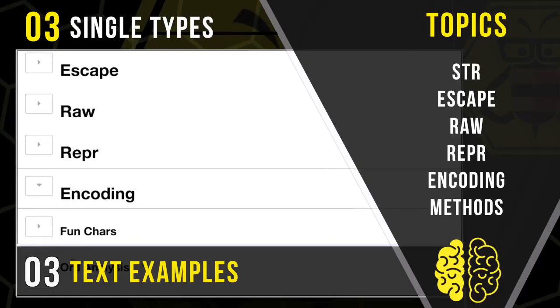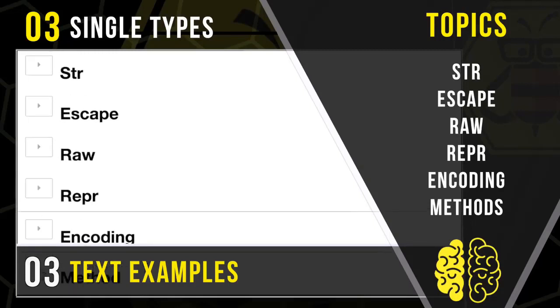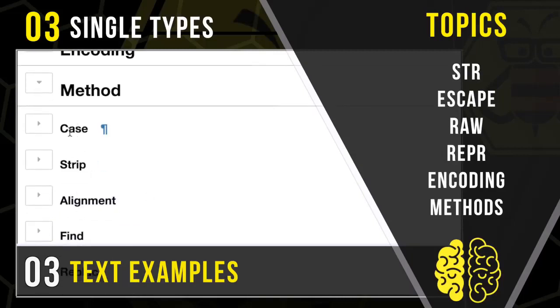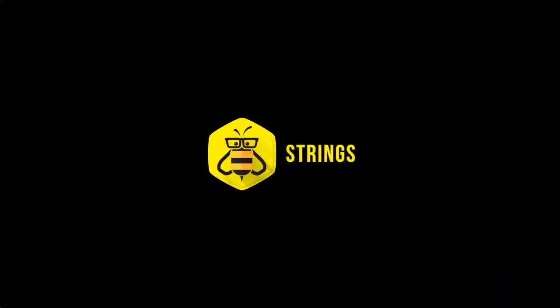And then we're going to use an ORD analysis to actually figure out what's going on behind each of the characters. And then finally, we're just going to show off a bunch of methods. I don't have enough time to go through everything, but we're going to look at how to change the cases and strip them in different ways and do alignments and finds and replaces and splits and oh my. Let's hop into the deep end of strings.